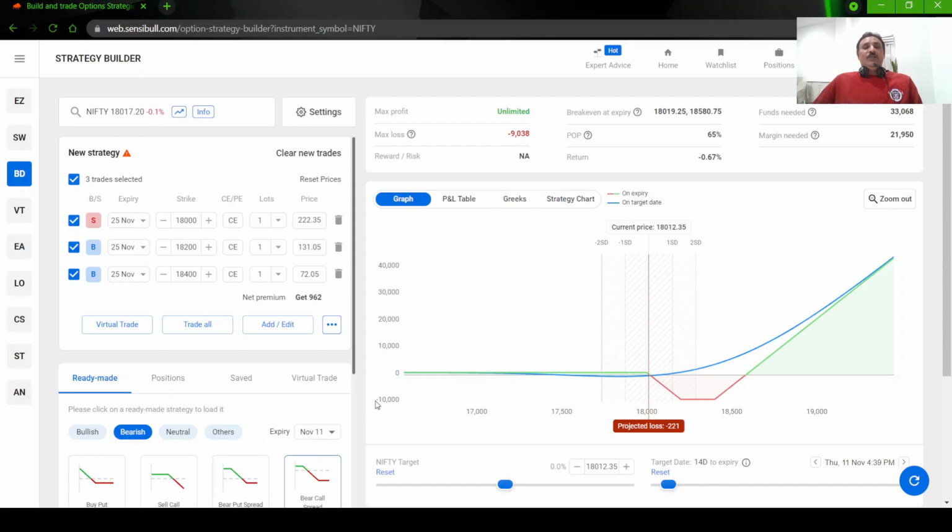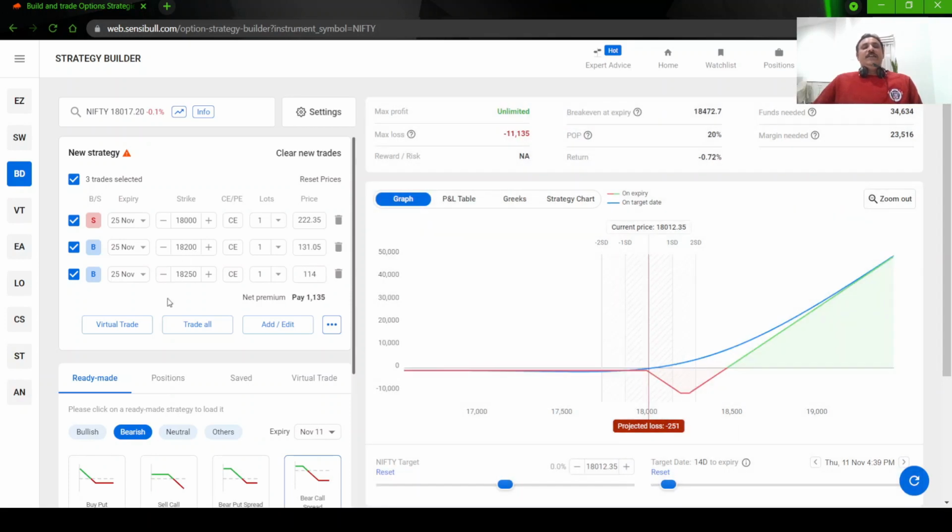The third scenario is a net debit trade. We have seen zero cost trade. We have seen net credit trade. Let us see the net debit trade. Net debit trade means basically you will move down yourself. So let us take 18,250. Okay. 18,300 we have seen. Let us take 18,250.